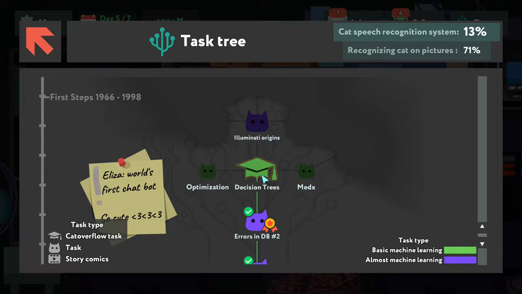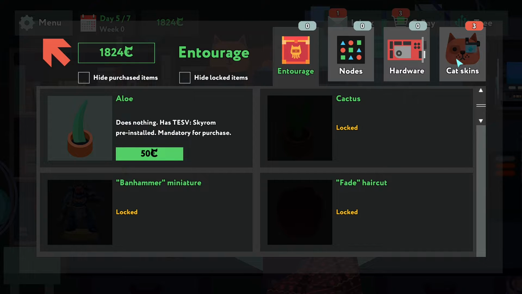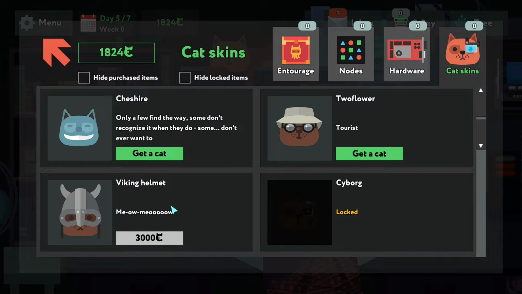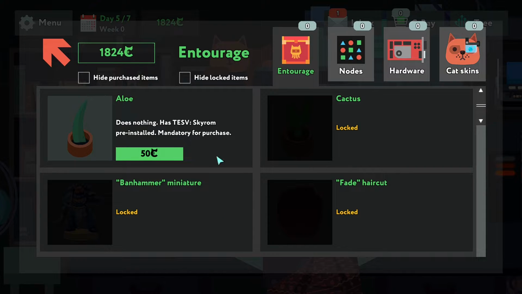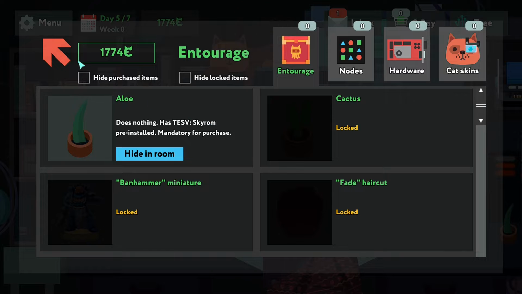Alright, task tree, decision trees, and then there's a branch that goes this way for main story, there's a branch that goes here. For optimization, there's a branch that goes here that goes this way somewhere. However, there's things in here. Oh, okay, I can get different cat skins, or I can get some aloe that has Skyrim pre-installed. Mandatory for purchase. Okay, purchase it. And I got an achievement, apparently. Cool.